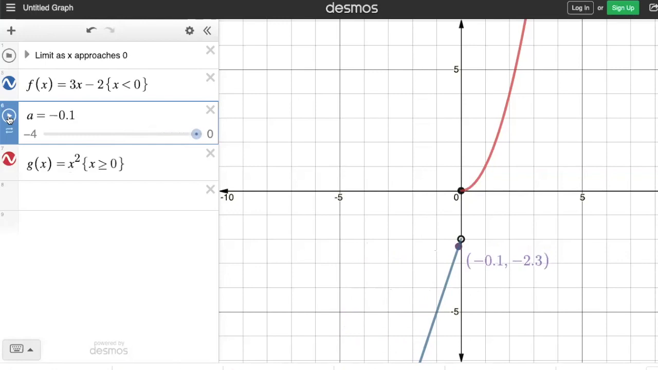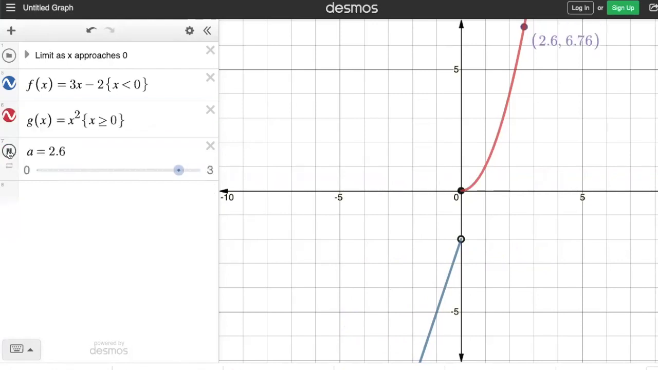-2. Now, even though I have an open circle at -2 and the function does not have a value there, I'm still approaching -2 as I approach 0 from the left side. So we would say the left-hand limit is equal to -2.